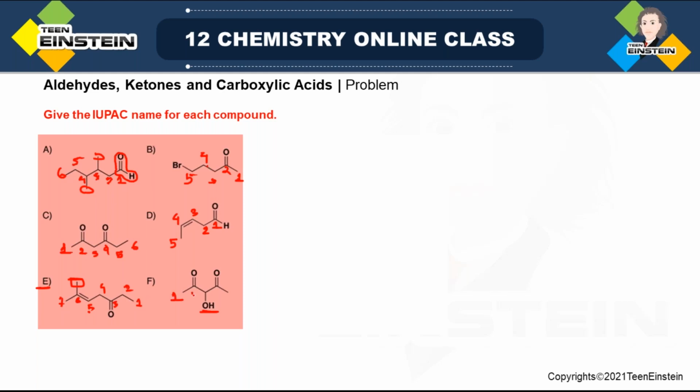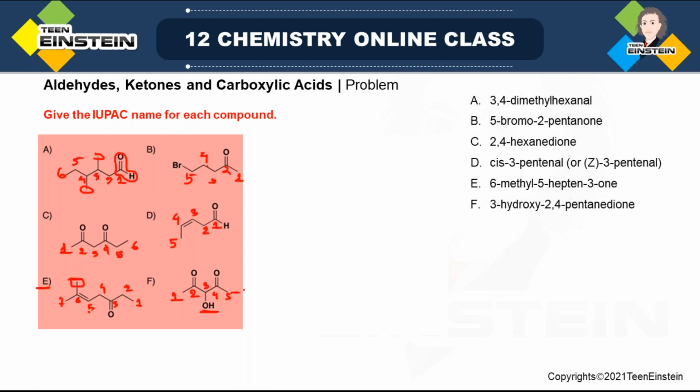And as it is symmetrical, you can start numbering from any side. It doesn't matter. Longest chain 5 carbons, and at 2, 4 positions there is a keto group. At the 3 position, hydroxy. So the suffix will come later. First you have to write the prefix, which is 3-hydroxy, then 2,4-pentanedione.